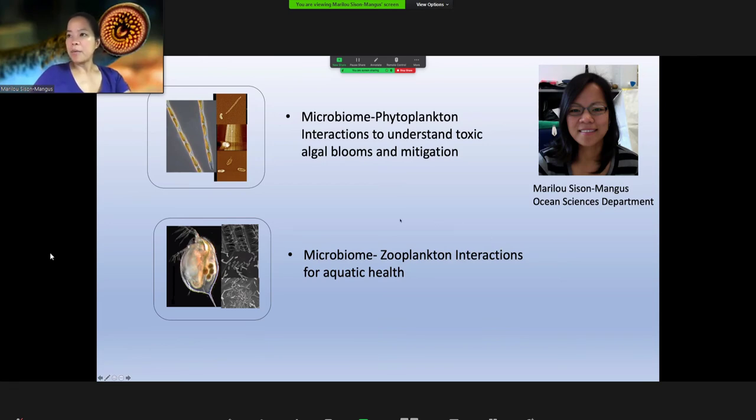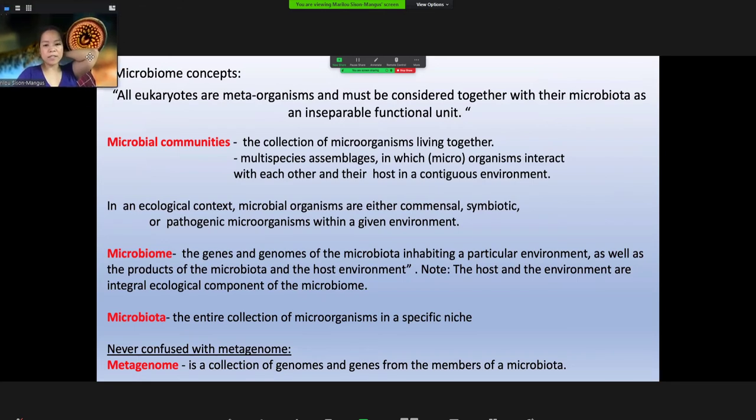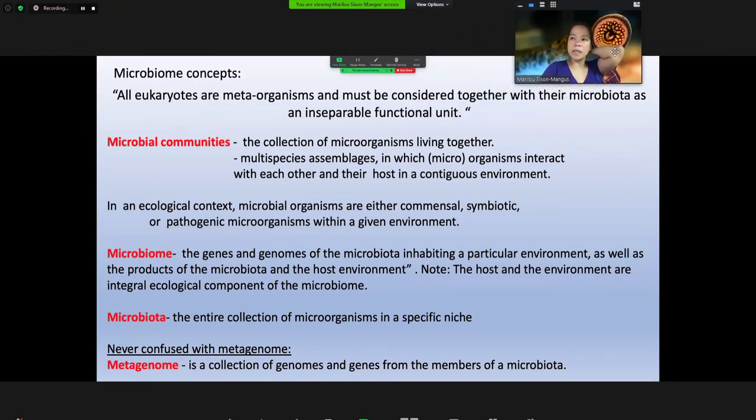So right now, because not all of us are doing microbiome studies, I just want to point out some of the important concepts as well as problems, and where microbiome studies are going in the future and how we can use it. So this is just a brief introduction of why microbiomes are essential. Basically, we are all ecosystems, and the microbes are our pets, so to speak.